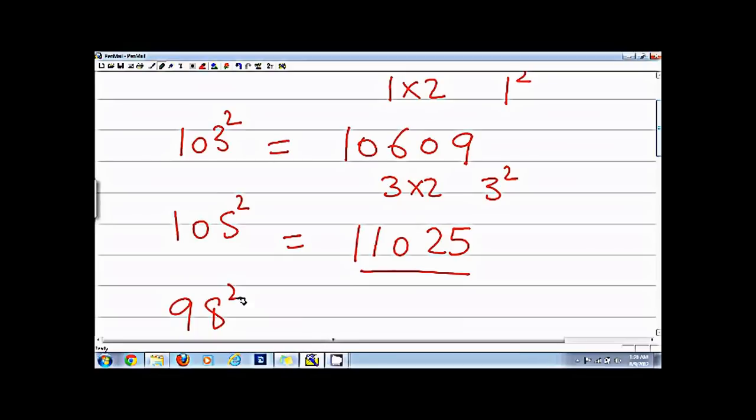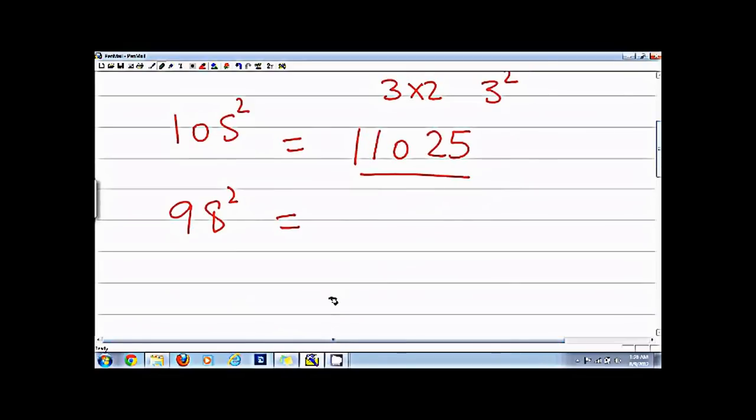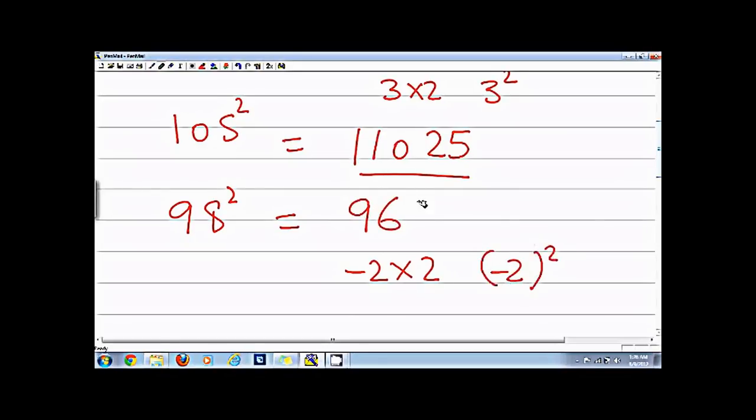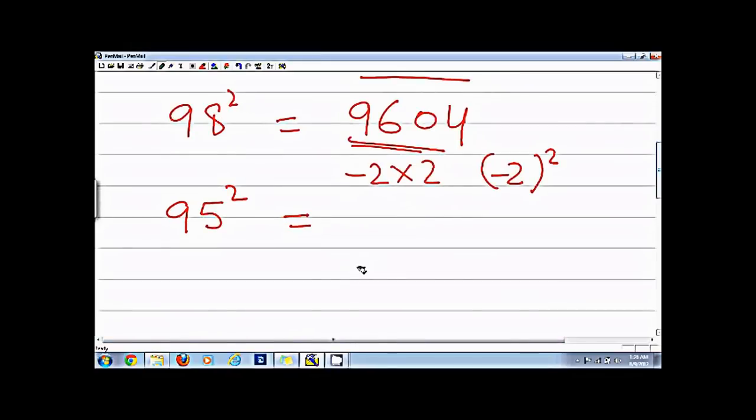Now if I have a number less than 100, for example 98, in this case our x is 2 less than 100, so that will be minus 2 times 2, which is minus 4. So 100 minus 4 is 96, and then minus 2 squared is 4, so 9604. Similarly, if I have 95 squared, I will say minus 5 times 2 is 10, so I'll say 90, and then minus 5 squared, that is 25. So the answer is 9025.